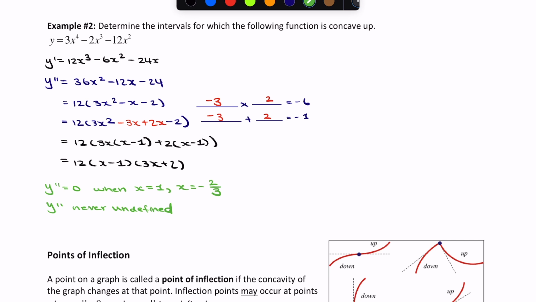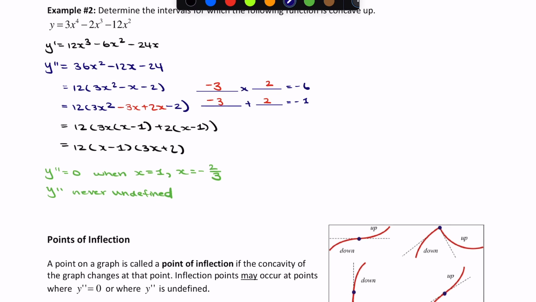Okay, so here, then we can again draw a number line or a chart, whichever one you prefer. Here we'll draw a number line. So again, we have negative infinity to positive infinity, and we have our different points: -2/3, and positive 1. So here, if we sub in a value that's less than -2/3, so we'll sub in -1 into this equation, 12 will be positive, -1 minus 1 will give us a negative value, and 3 times -1 plus 2 will give us a negative value here.